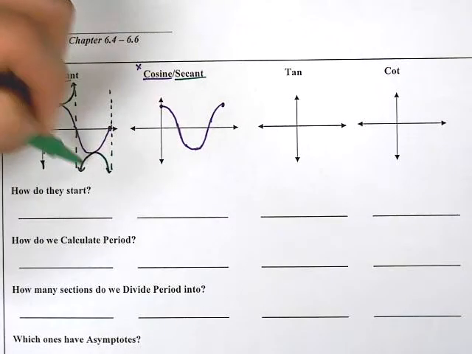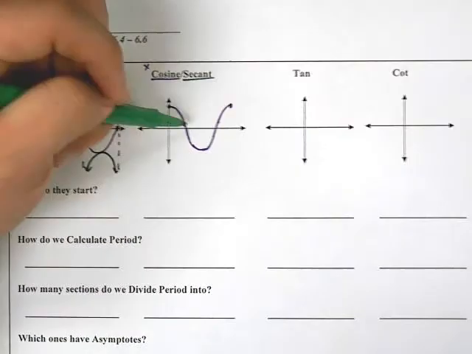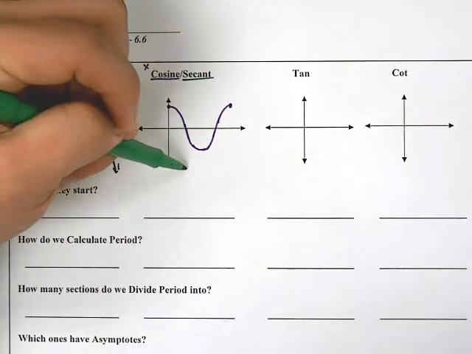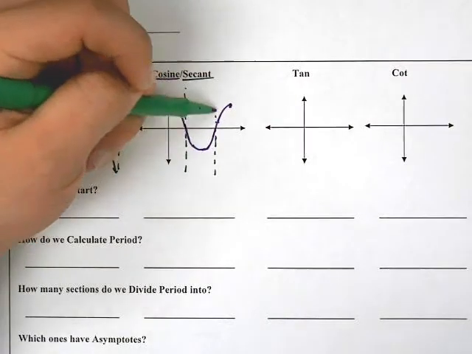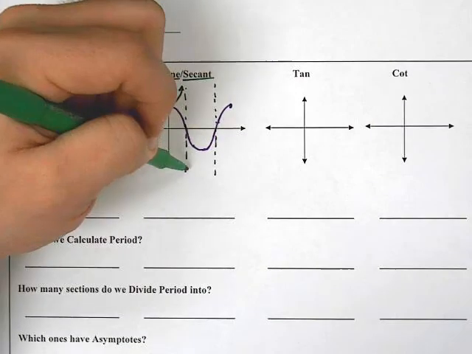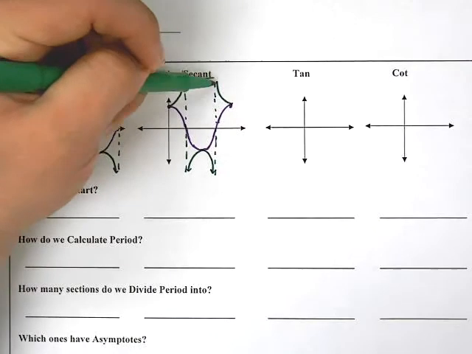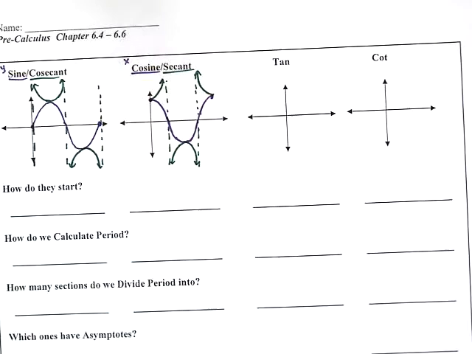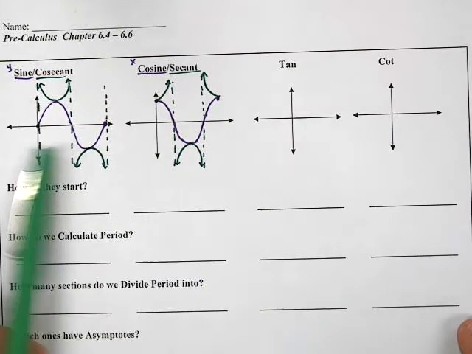Something like that. Honestly, guys, the same thing happens here with secant. Anytime there's a 0, there's an asymptote. And so I would have a little u there, and another u right there, and then I would finish by doing that. Now, of course, this goes on forever and ever. This is just one little section.